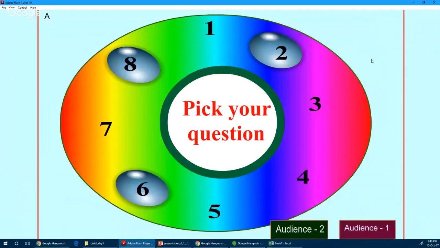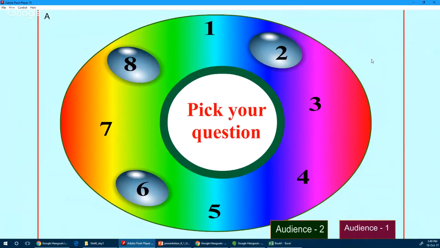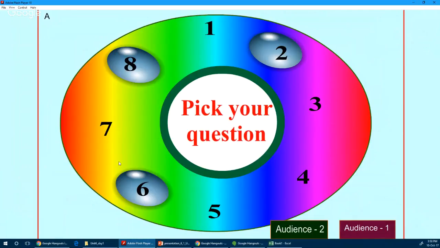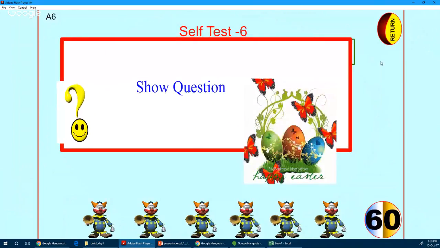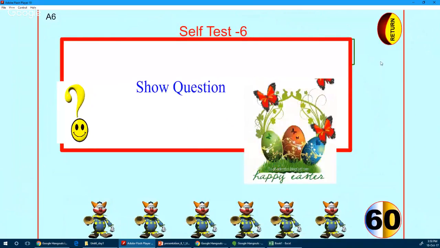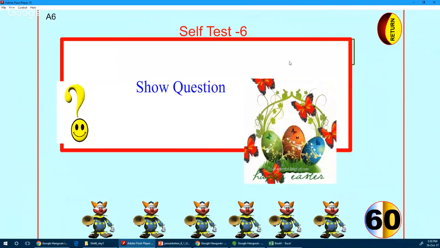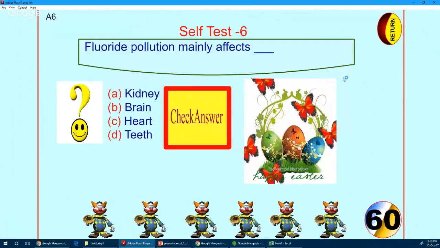Now you are left with 3 more questions. Question number 2, 6, and 8. Please pick your next question. You go for 6. Be ready. Here comes your question.